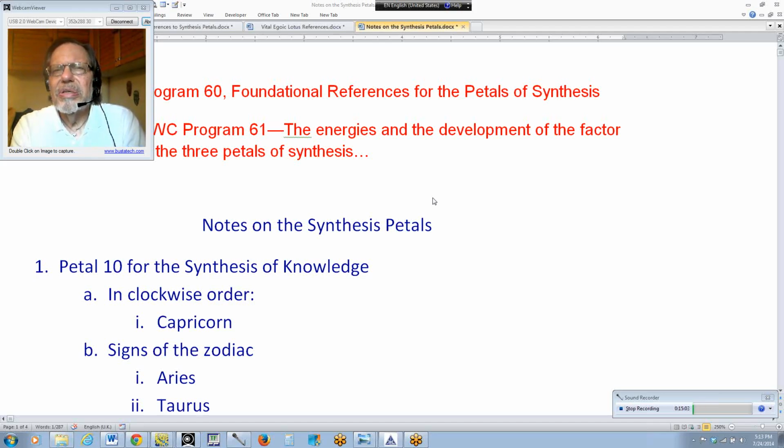The synthesis petal of will is a reflection of Atma. They're all, in a way, a reflection of Buddhi, but then in a more special way. The synthesis petal of will is a reflection of Atma, the synthesis petal of love a reflection of Buddhi, and the synthesis petal of knowledge a reflection of the manas of the triad. So, the question is, what do we will for?